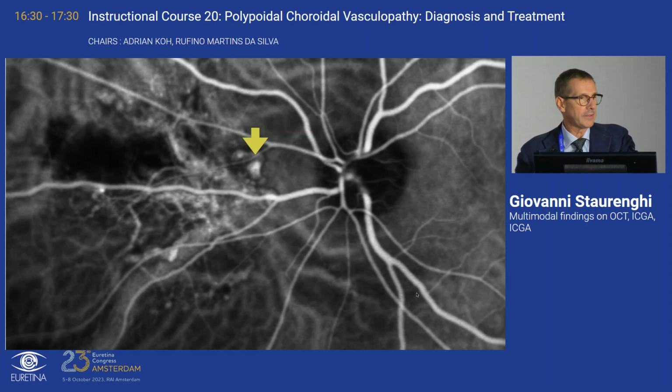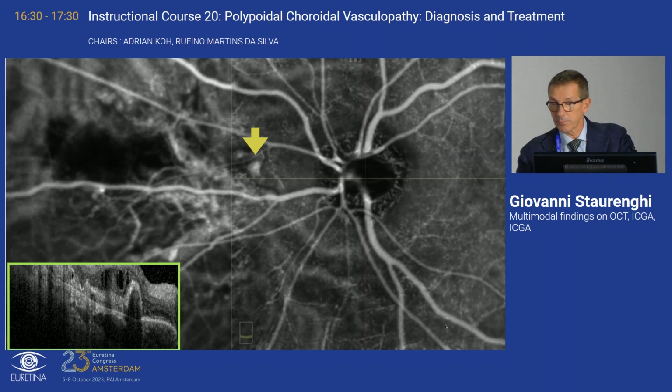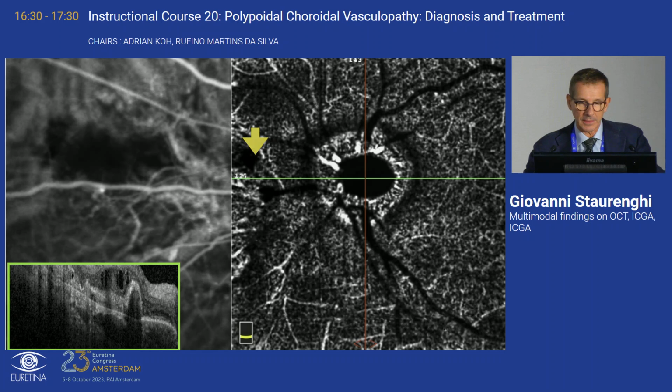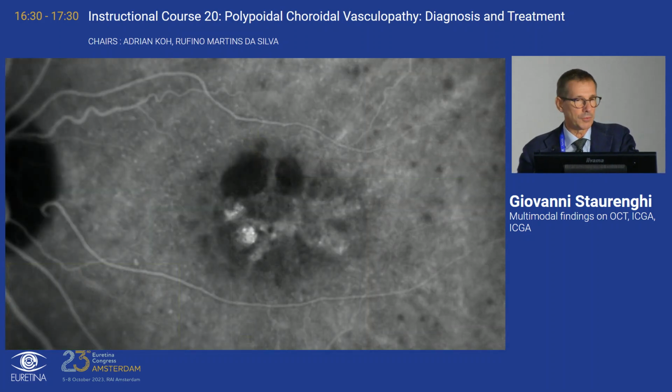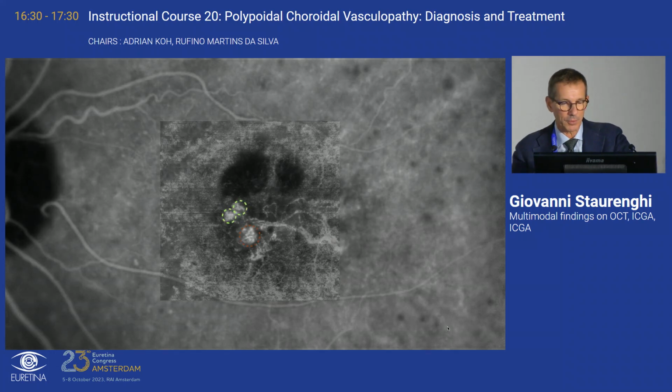What about OCTA? We know that OCTA is based on speed. So if you have a slow filling, you can miss the polyps. And we know that most of the time, as I showed in ICG, you have a slow filling. So in that case, you don't see them, but sometimes you are able to see the polyps. So it really depends, and OCTA cannot have the last word, but ICG is more important.